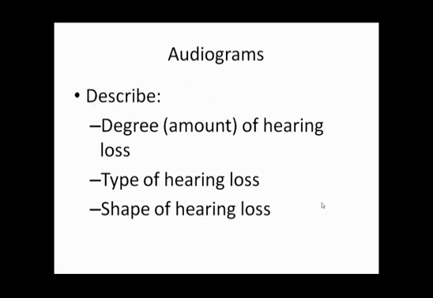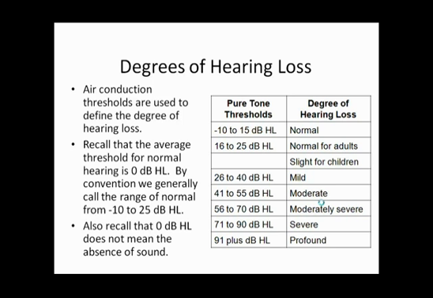Okay, audiograms are used to describe the degree or amount of hearing loss, the type of hearing loss, and something called the shape of the hearing loss. We have degrees of hearing loss. This is found in the Kramer textbook. It's also from the ASHA guidelines. Air conduction thresholds are used to define the degree of hearing loss.